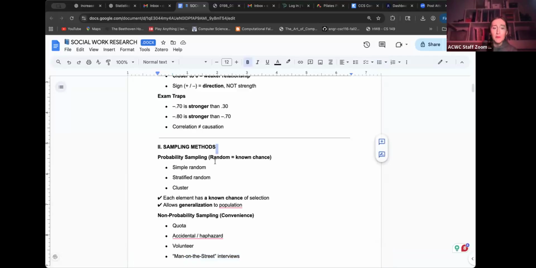Now, something to point out back up here with the probability sampling. This is going to be better if you want to take your results and apply them to people out in the population. This is the one that you would pick. You would pick one that's done randomly, or probability sampling.